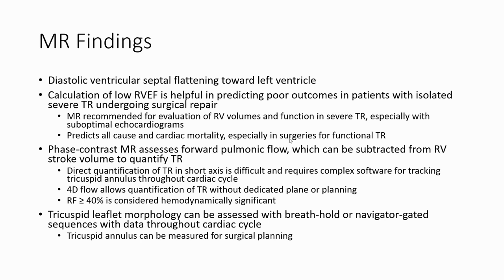Phase contrast MR assesses forward pulmonary flow, which can be subtracted from right ventricle stroke volume to quantify tricuspid regurgitation. Direct quantification of tricuspid regurgitation in short axis is difficult and requires complex software for tracking the tricuspid annulus throughout the cardiac cycle. Tricuspid leaflet morphology can be assessed with a black blood or navigator gated sequence with data throughout the cardiac cycle.